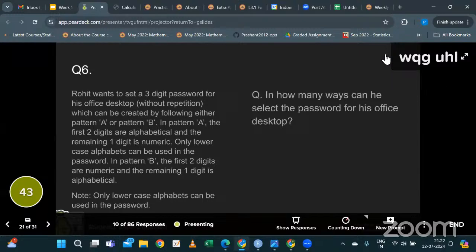Bhardwaj, the code is in this top right corner. You can see on my screen, right? Top corner.